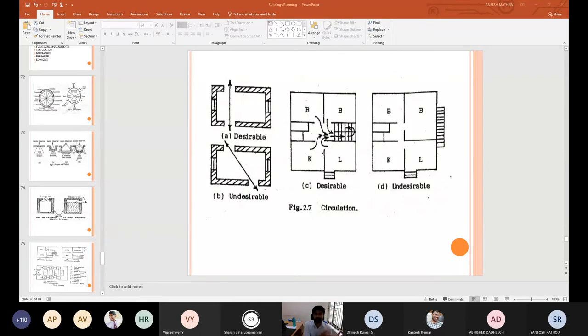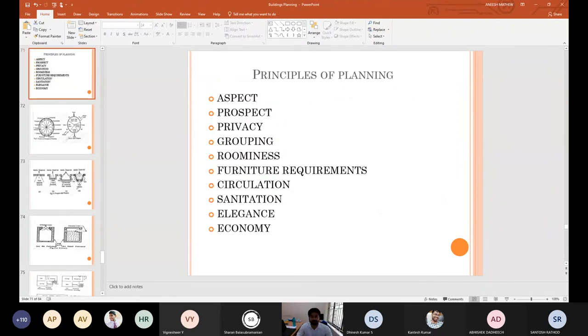Whatever things we discussed starting from the beginning, everything is very much important when you are designing your plans. So the sixth one is furniture requirements. That is also one building planning principle. What is the meaning of furniture requirement? It is the consideration depending on the function of the rooms, the number of persons living inside the rooms, and the size and shape of various rooms. Accordingly, you can arrange the furniture for different rooms actually.